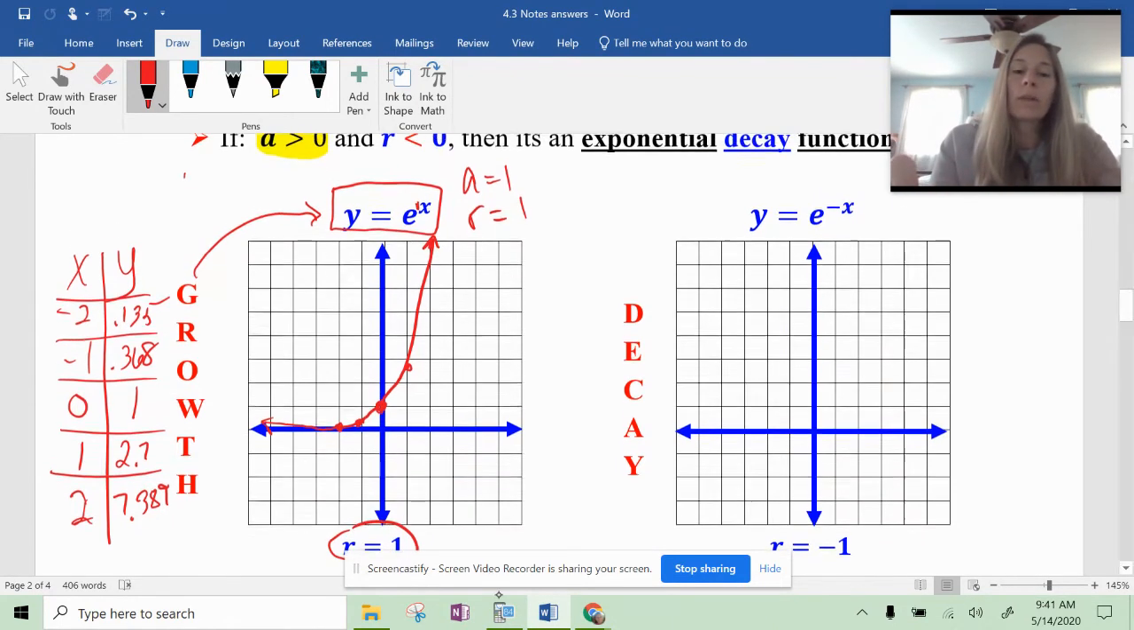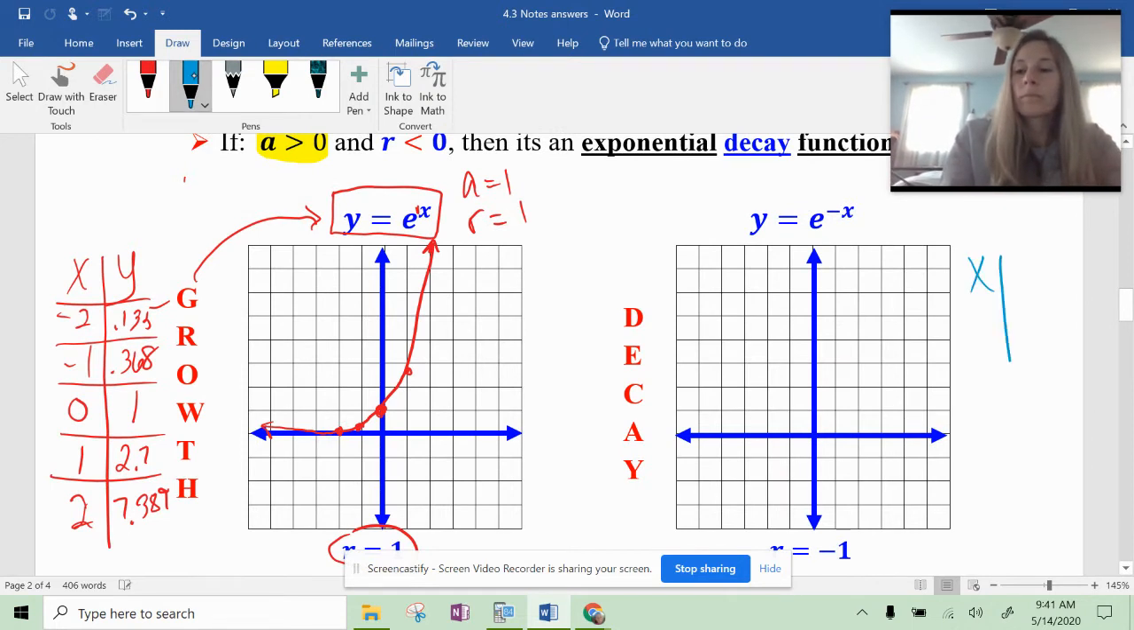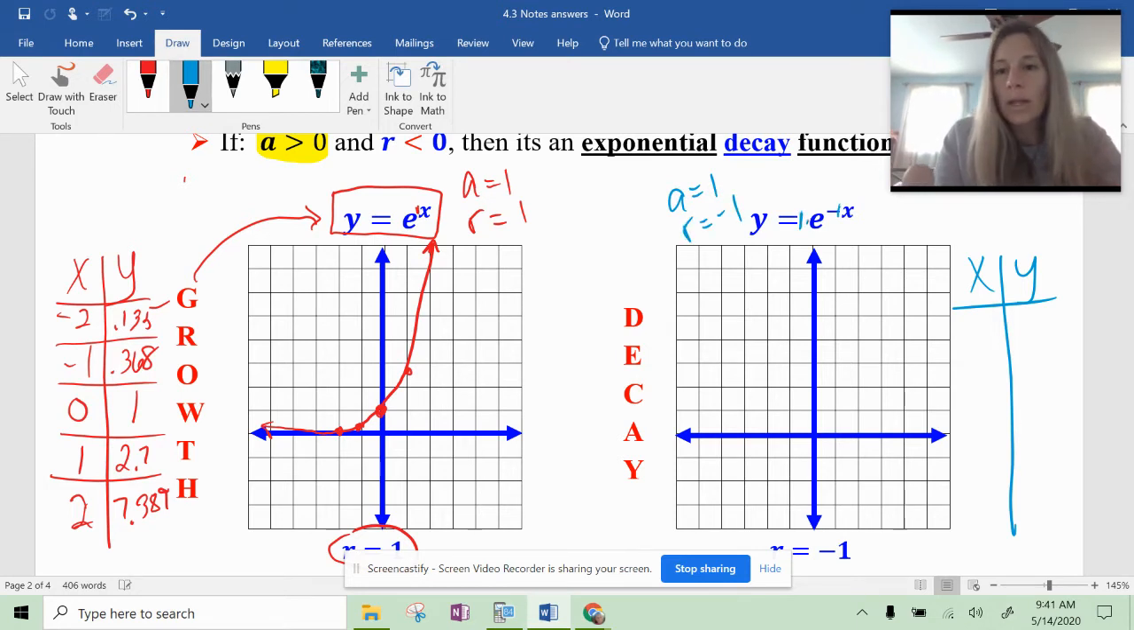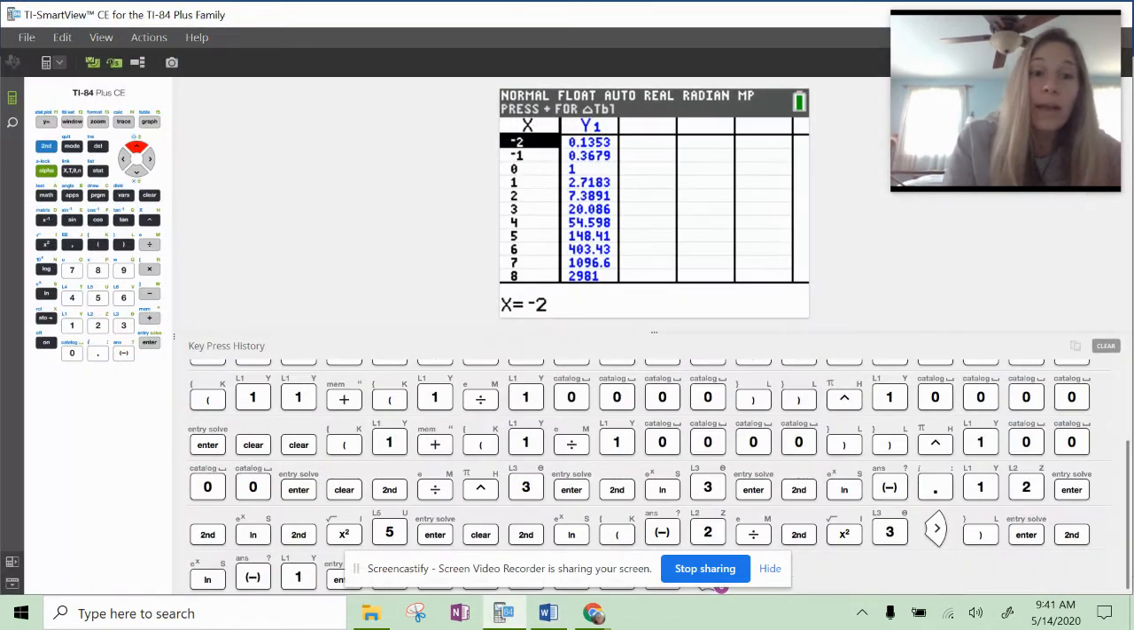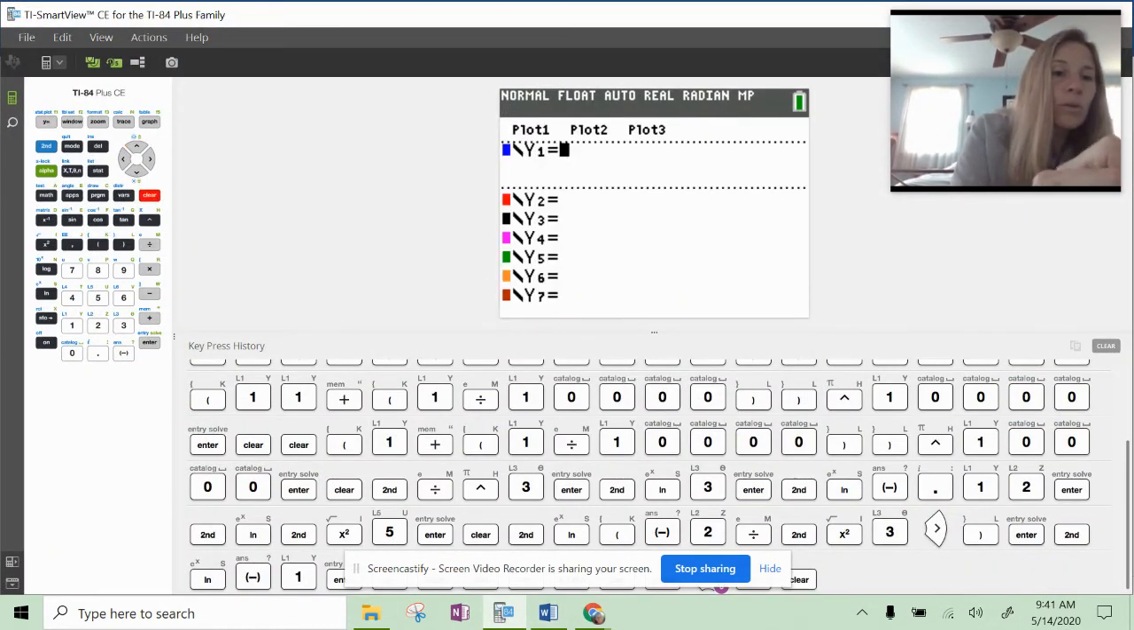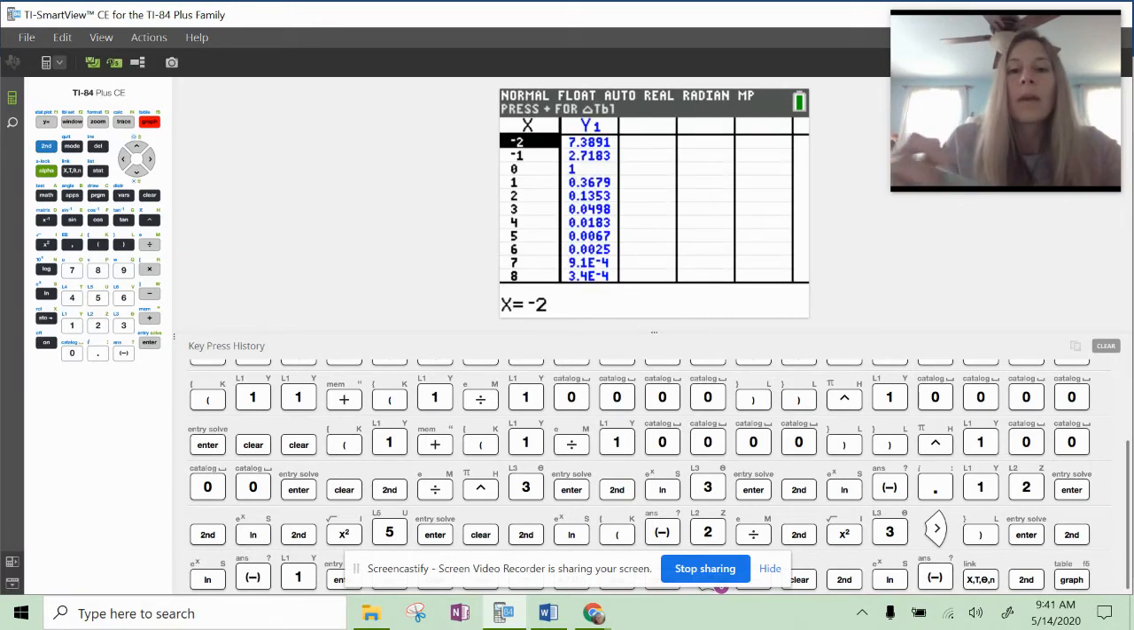Okay, so now we look at the next one here. Again, the A value is 1 because that would be right here. The R value this time is negative 1. So whenever the R value is a negative, we know this will be a decay factor. The E raised to the negative becomes a decay factor, so therefore it's going to be a decay function. So again, we can put this in on the calculator to get the points. That might be the easiest way since you've got this base of E. You're not going to be able to do that in your head. So I just go to my y equals. I'm going to type in my Euler's number, and I'm going to raise it to negative x and get my chart.